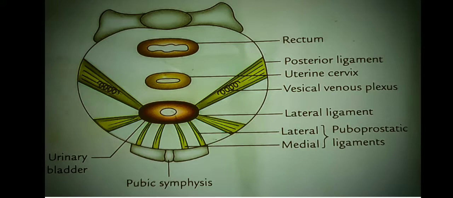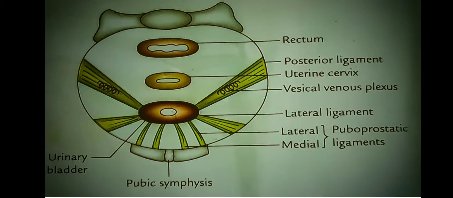And along the posterior aspect, a pair of sacrogenital folds which lie posteriorly on either side of the rectum to the anterior aspect of the third sacral vertebra, extending from the sides of the bladder.